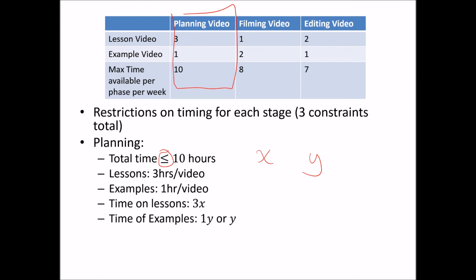And the time on examples is y hours. 1 hour on every one. So if I plan 10 example videos, that's 10 hours. It's just y. But it's the total time that has to be less than or equal to 10. So my constraint is the total time here, which is 3x plus y, is less than or equal to 10. So this is my first constraint.